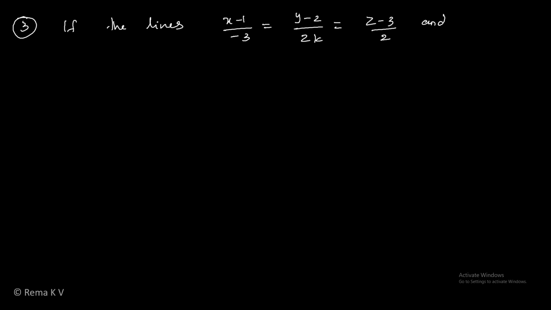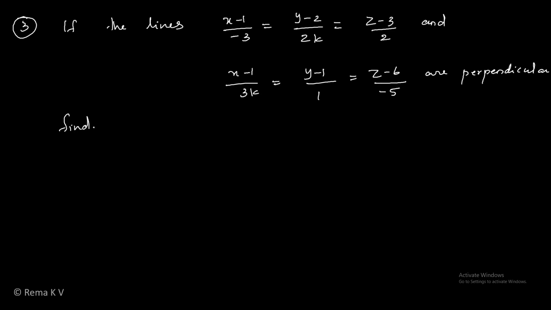Okay, now the next one. If the lines (x minus 1) by minus 3 equals (y minus 2) by 2k equals (z minus 3) by 2, and (x minus 1) by 3k equals (y minus 1) by 1 equals (z minus 6) by minus 5 are perpendicular, find the value of k.